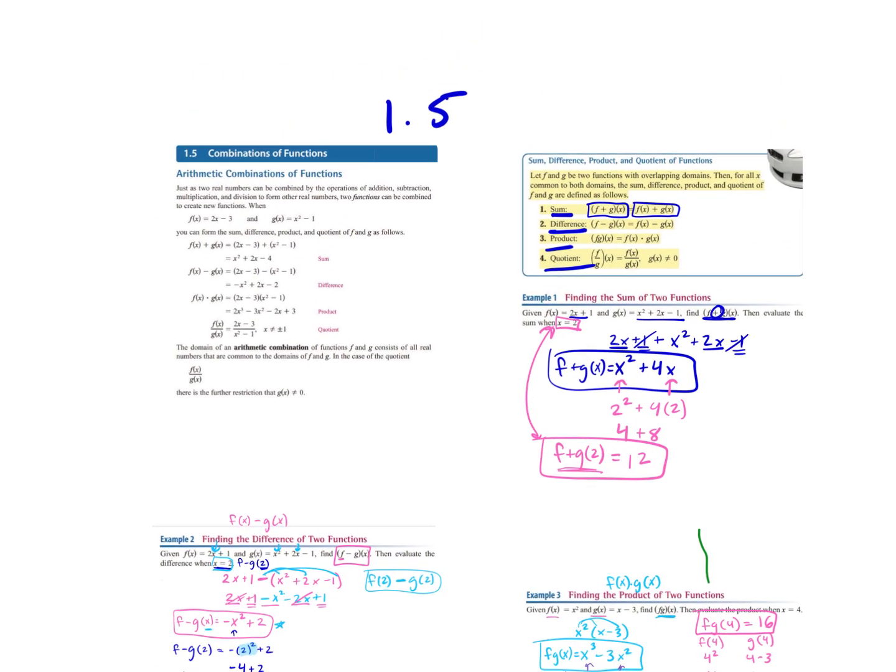So we can call this 1.5 part 2. I skipped the domain question, so we're going to focus on domain today.